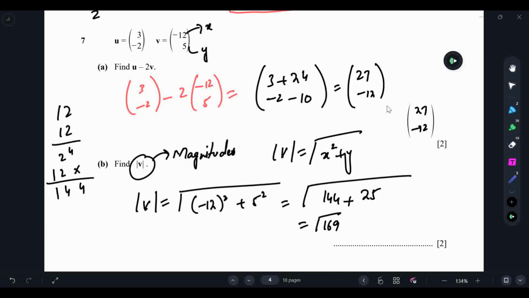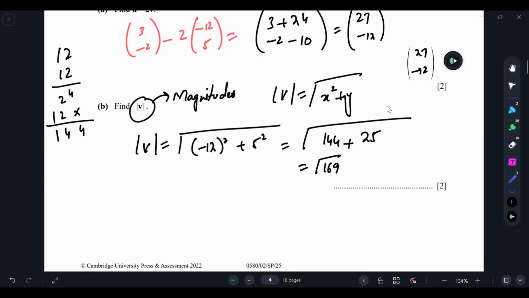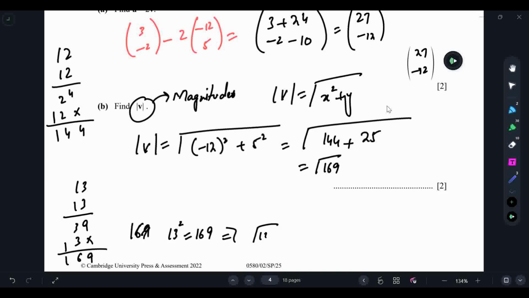Now we know that 169 is a perfect square of 13. How do we know? First of all, let's check it over here in a rough working. 3 3s are 9, 3 1s are 3, then 1 3s are 3 and 1 1s are 1. So 169. From here we can see that 13 square is equals to 169. Take square root on both sides. 13 is equals to square root of 169. So the final answer will be 13.